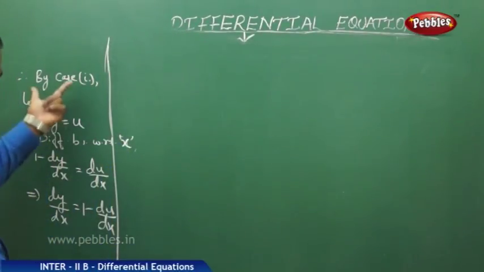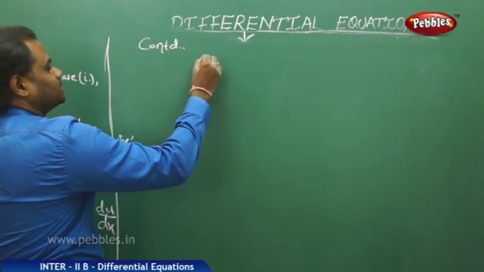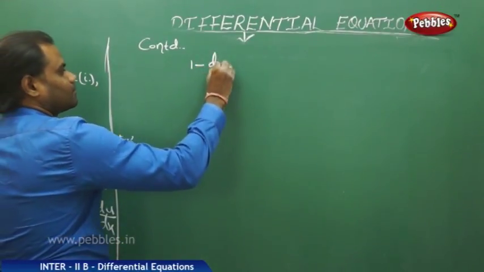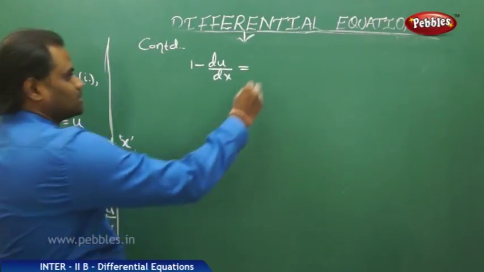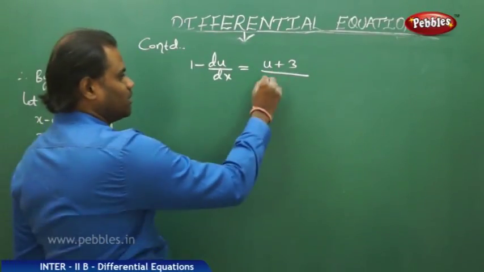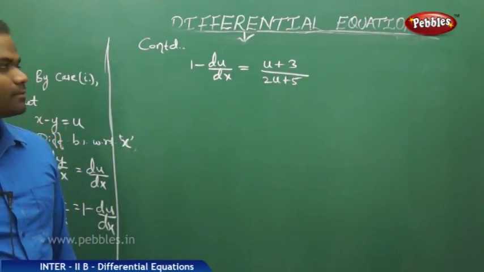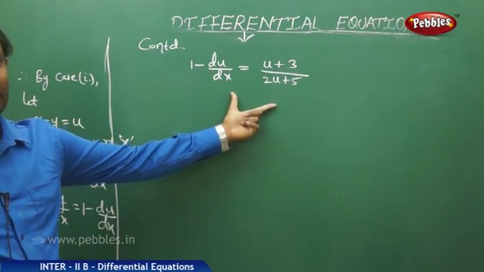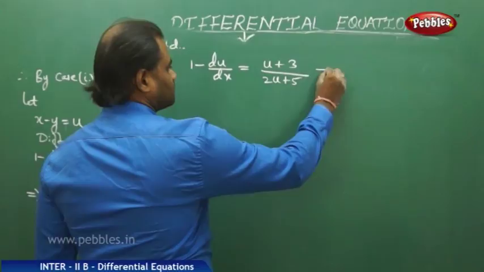Therefore, substituting these two equations in the given problem, we get dy by dx, which is 1 minus du by dx, equals (x minus y plus 3), that is (u plus 3), by (2x minus 2y, that is 2 times x minus y, is 2u, plus 5) is what we get. And therefore, clearly I see that this is reduced to a variable separation method where I can separate them into two different variables. So let's see how we can do that.